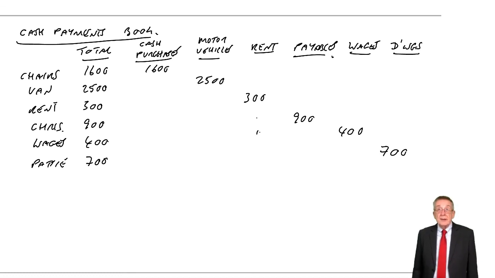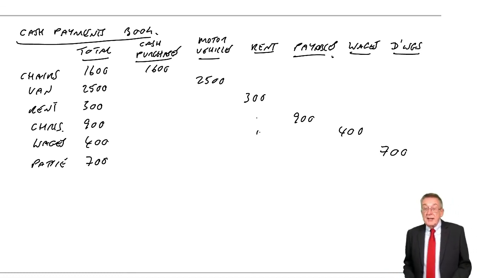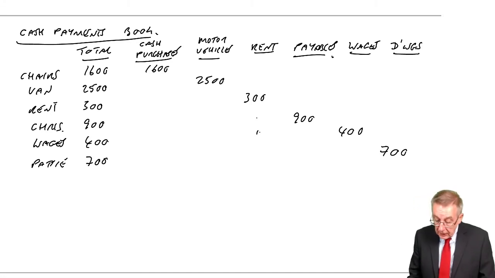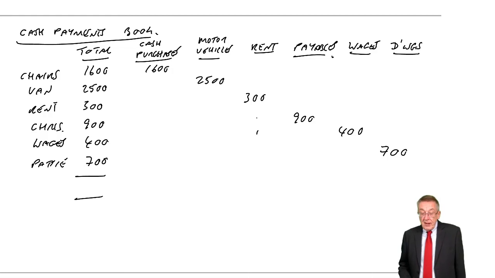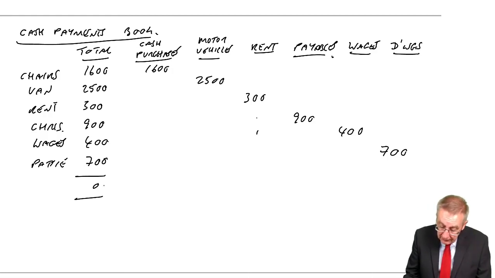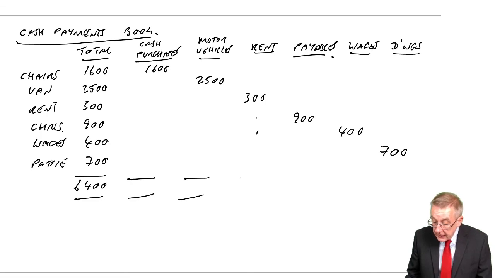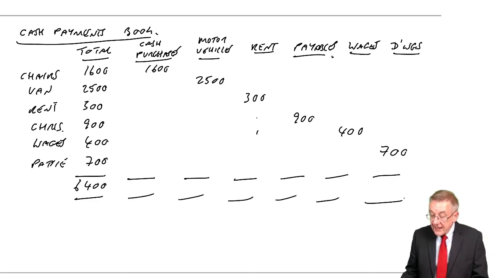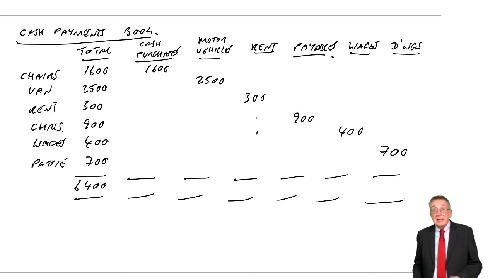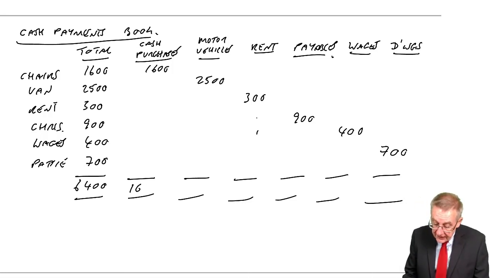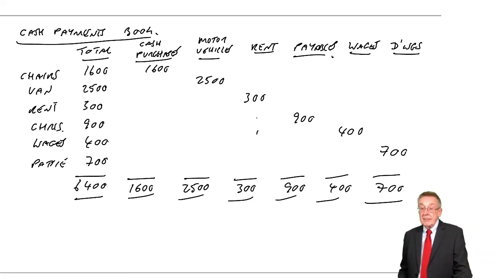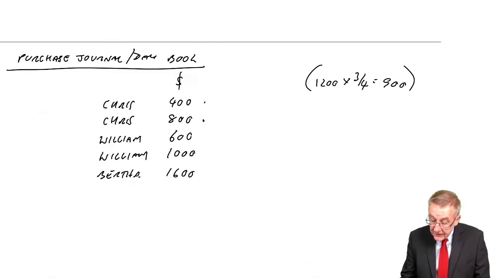We've come to the end of the month. As soon as we get to the end of the month, we add up all the columns. The cash payments book, the total, 6,400. And the analysis columns, here of course is easy, there's only one entry in each, but again there could have been several in each column. But cash purchases, 1,600. Motor vehicles, 2,500. Wages, 400. Drawings, 700. Fine.